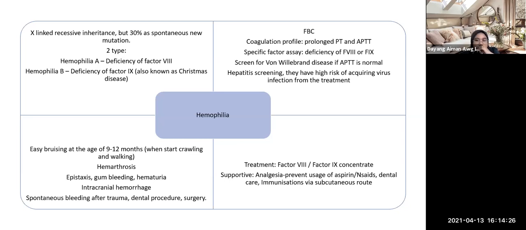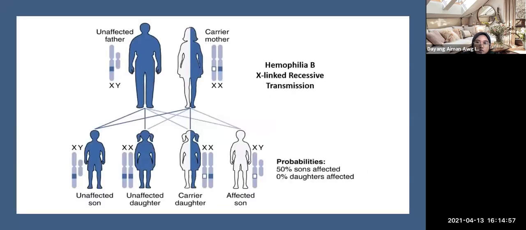From the presentation, we can see that the patient has easy bleeding at the age of 9 months, when they start crawling and walking, as there is injury, hemarthrosis, and bleeding. In severe cases there is also spontaneous bleeding, and bleeding after trauma, as mentioned before, such as a dental procedure or surgery. This is actually affected by the transmission.